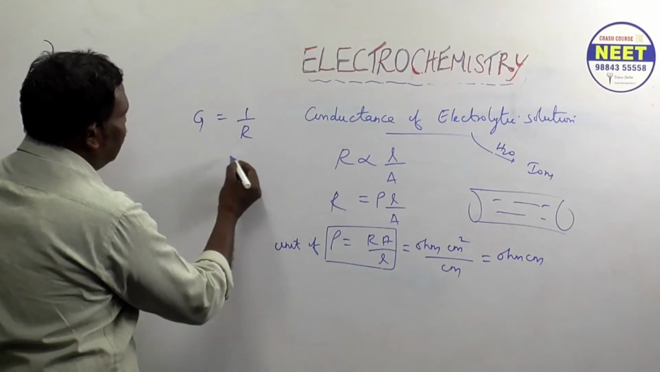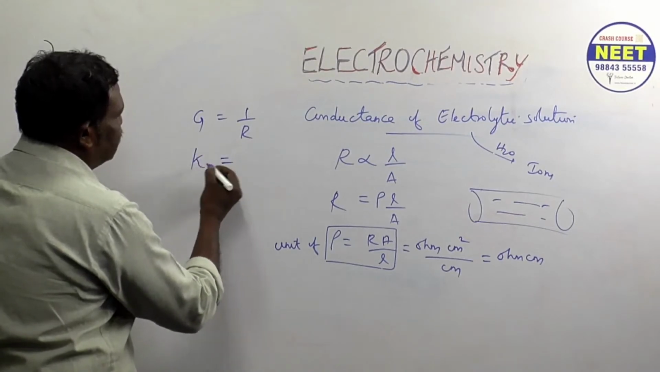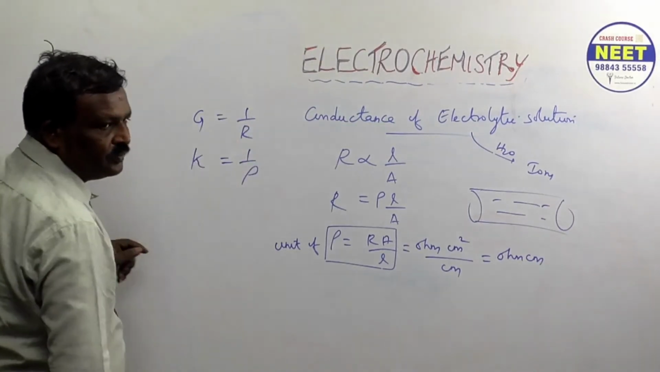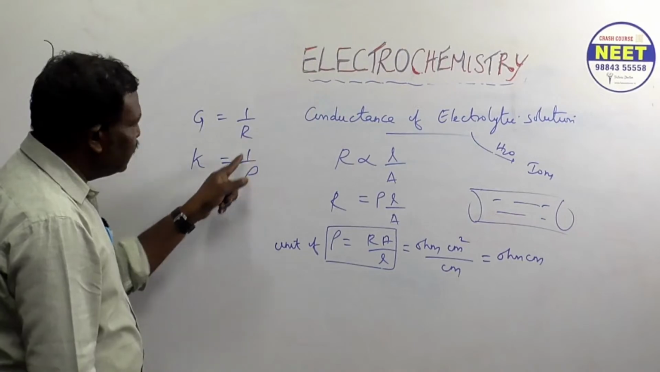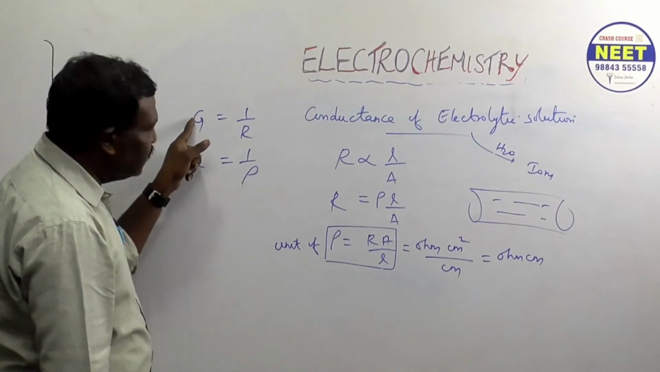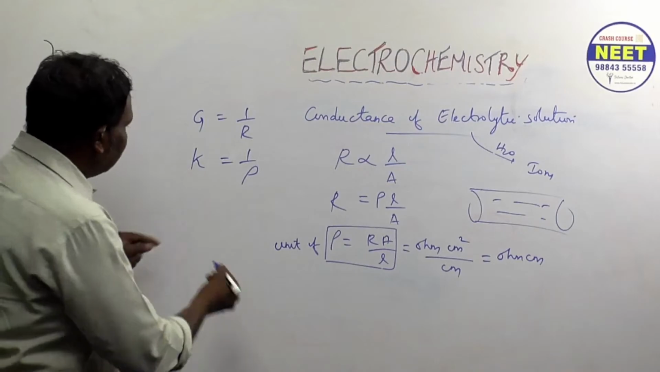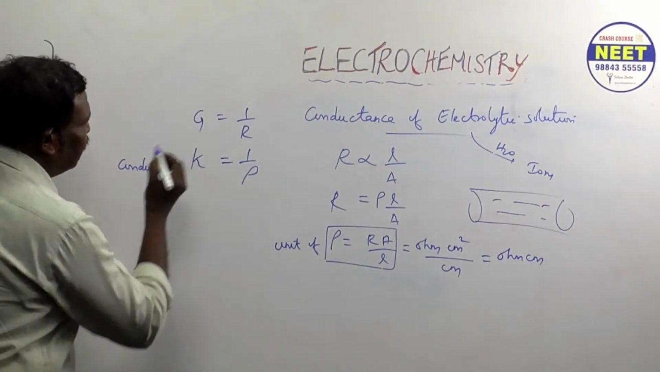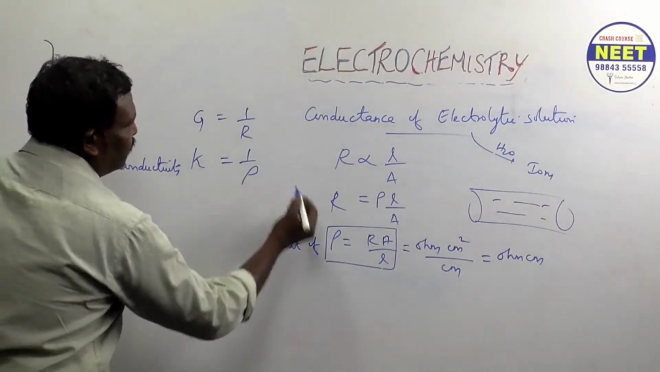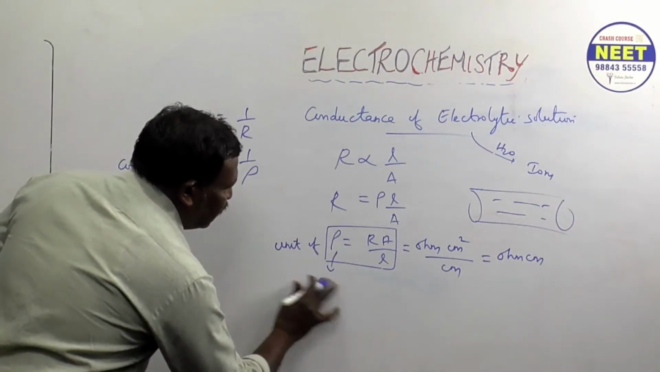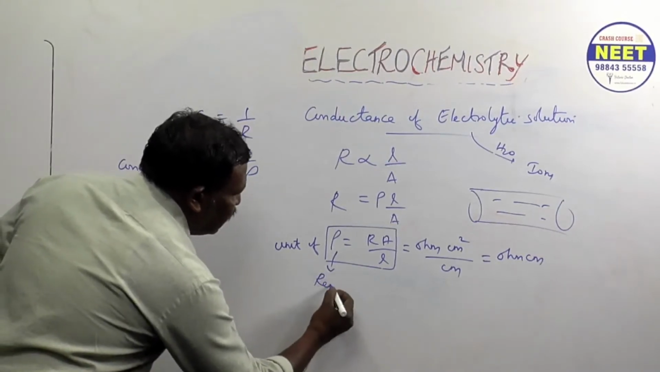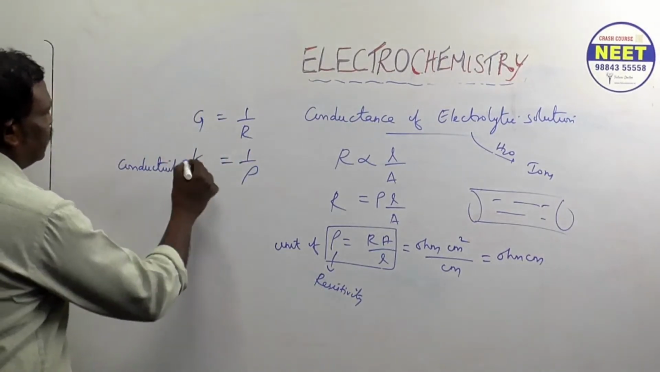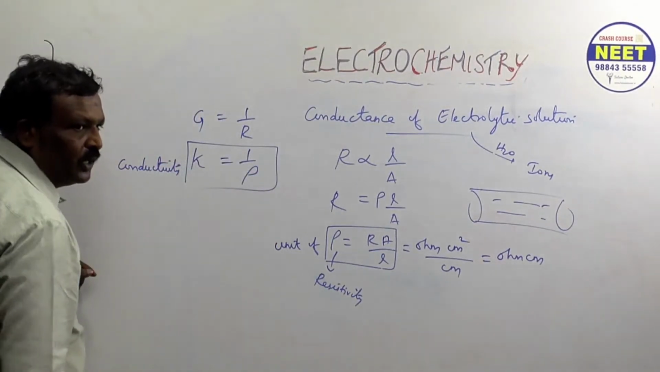Likewise here, I am saying kappa. Kappa is called specific conductance, and it is inversely proportional to specific resistance. This is called resistance. This is called specific resistance. This is called conductance. This is called specific conductance, or we can say conductivity. Both the names you must know. And specific resistance, or we can say resistivity. Both the names you must know. So kappa is equal to 1 by rho.